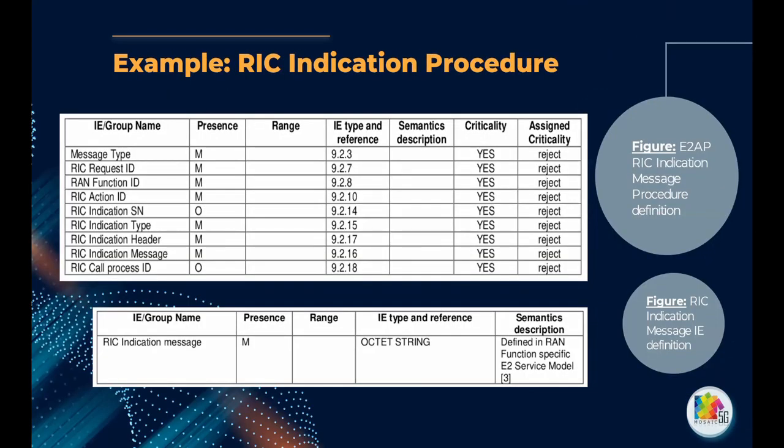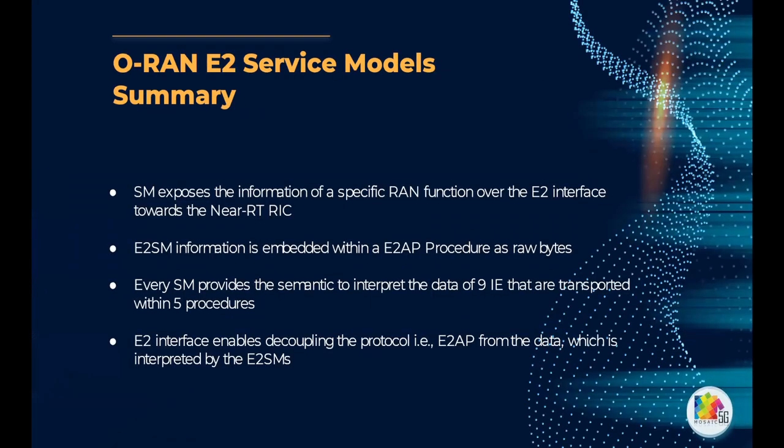Yeah, and then you have also some IDs. For instance, you see RIC request ID identifies which RIC is coming, RAN function ID, RIC action ID. So you have many identifiers that are used similar to what we have also in 3GPP. So to summarize this service model, the service model exposes the information of a specific RAN function over the E2 interface.